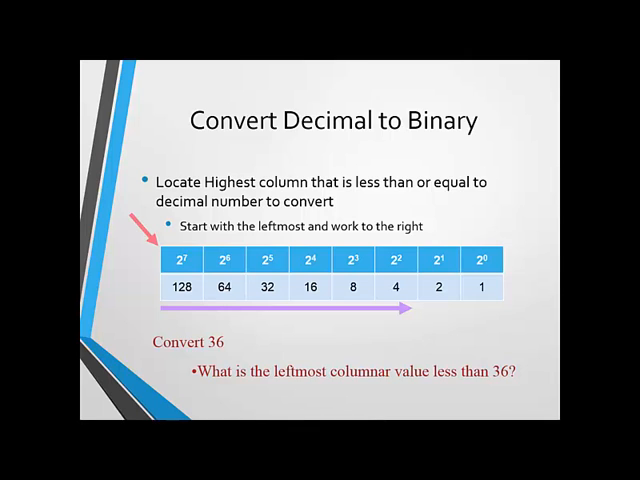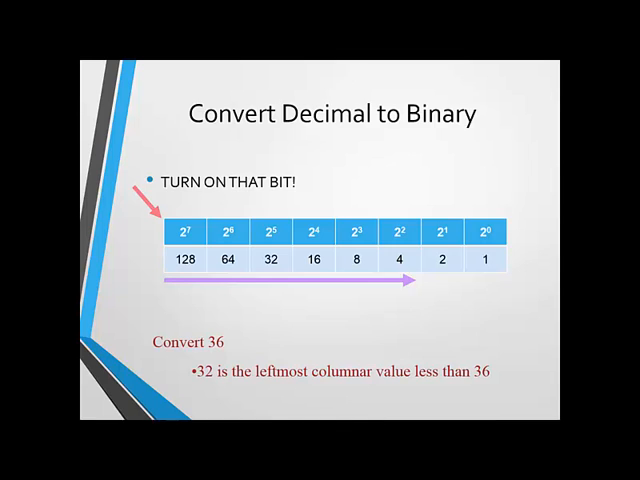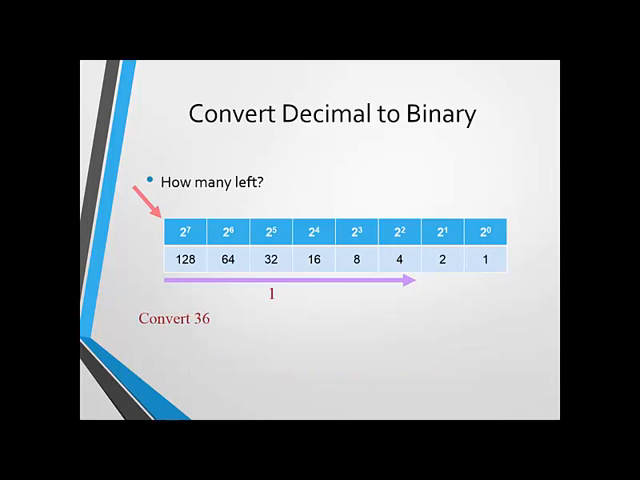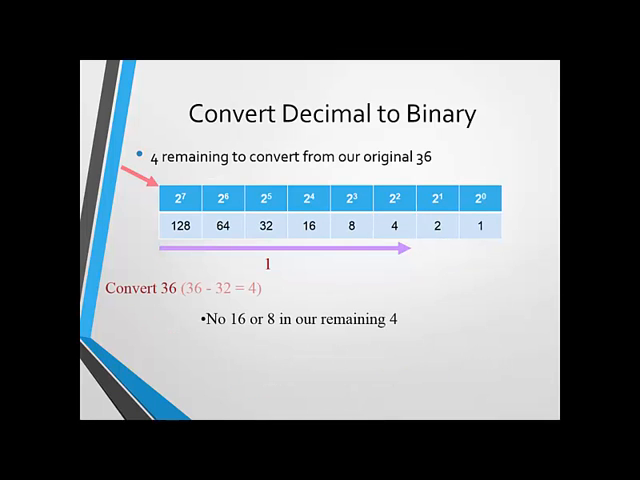Let's convert the number 36. What's the leftmost columnar value less than 36? 32. So I'm going to turn on my 32-bit. 32 of our 36 have now been allocated, so that leaves me 4 left to account for or convert.